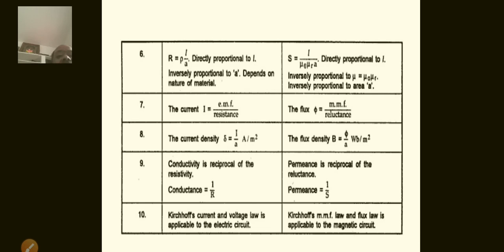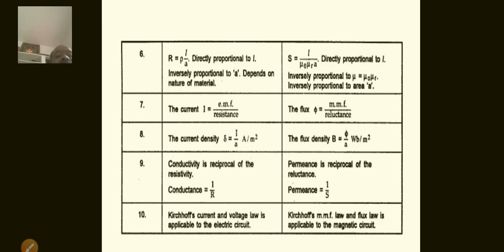And similarly, conductivity is the reciprocal of the resistivity, and conductance is equal to 1 by R, or R is equal to 1 by G, whatever it may be. Conductance is equal to 1 by resistance. Similarly, permeance, which is equivalent to 1 by S, is the reciprocal of the reluctance. So 1 by S, which is equal to permeance, the reciprocal of the reluctance, is called the permeance. There, conductance is the reciprocal of the resistance.